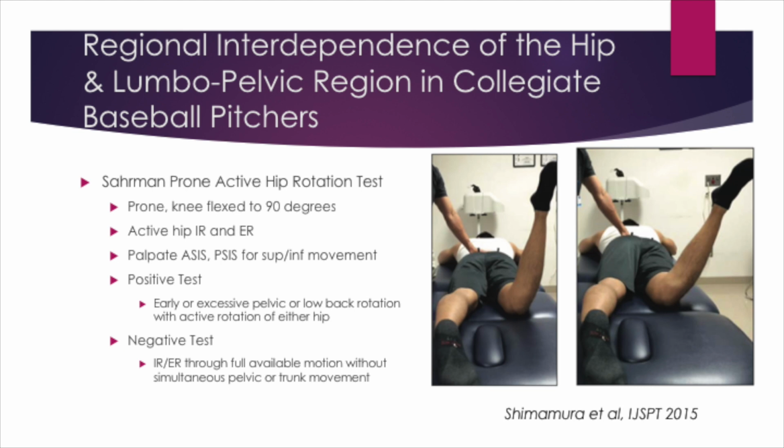Here's how the test works. The patient lies prone with the knee flexed at 90 degrees, and the clinician measures active hip internal and external rotation while simultaneously palpating the ASIS and the PSIS for superior and inferior movement. A positive test is when you have excessive or early pelvic or low back rotation with these hip rotation movements, and a negative test would be when hip full range of motion through internal and external rotation occurs without the simultaneous pelvic or trunk movement.